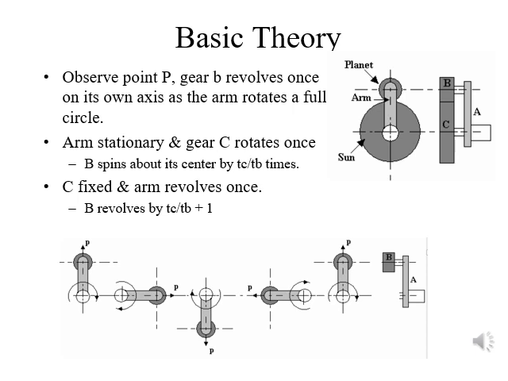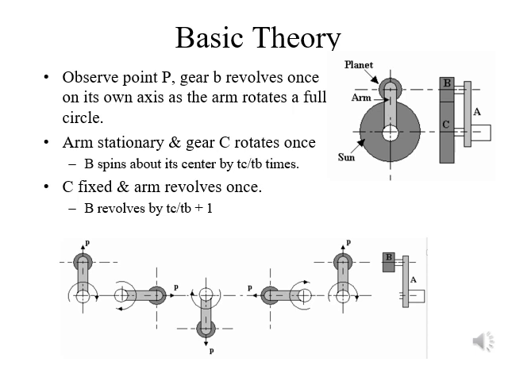You have to imagine the arm rotating along the sun gear, but the planet gear B is also rotating on its own axis. Then the arm is stationary and gear C rotates once. So B spins about its center by TC over TB, the number of teeth of C divided by the number of teeth of B.